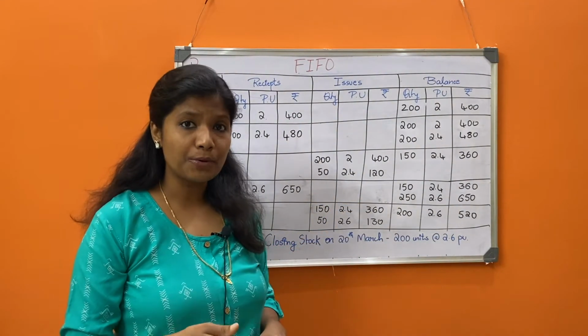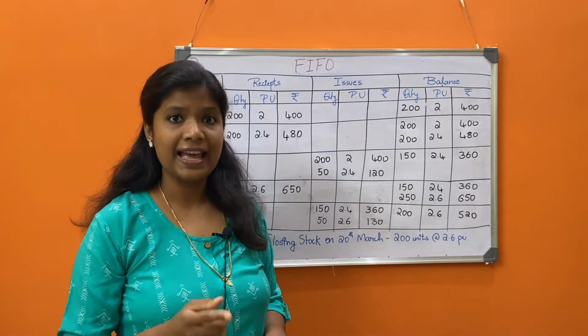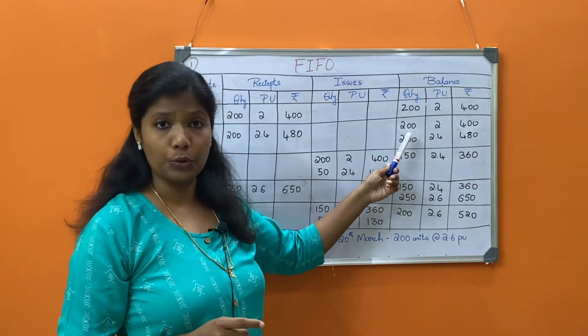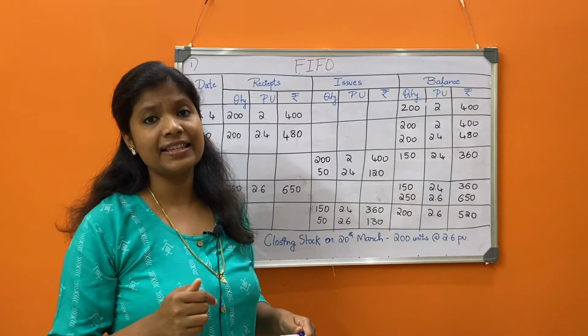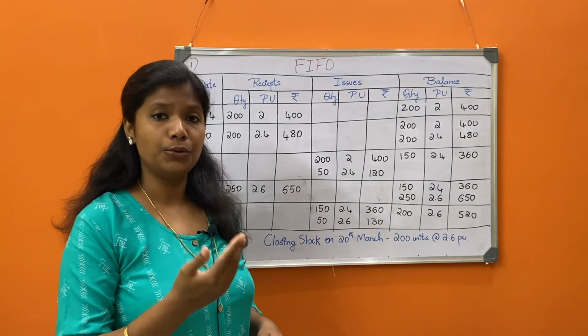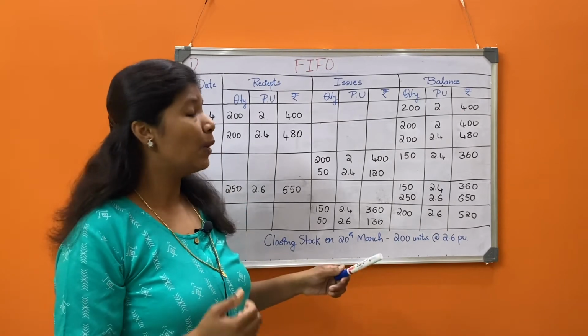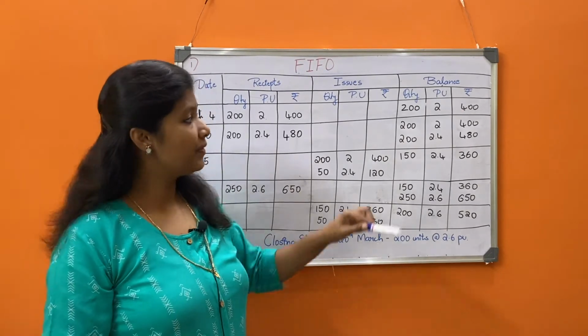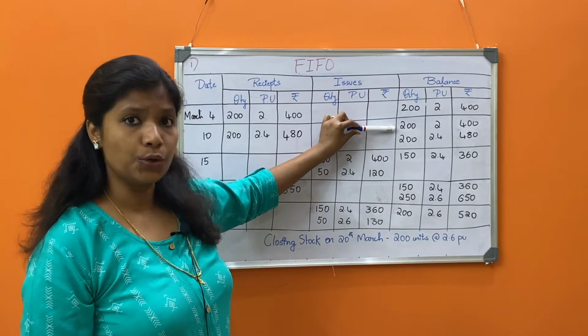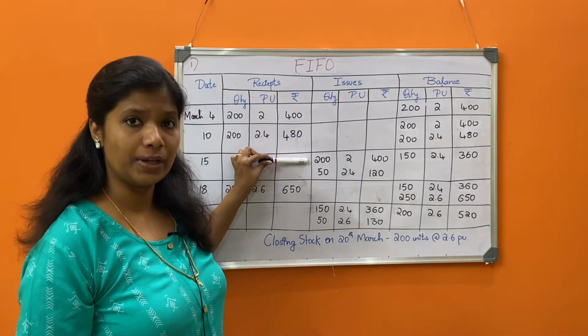So I'm supposed to sell 250. In the first stock, I have sold 200. What is the balance? 50 units. 250 minus 200 is 50 units. Where will I get that stock from? Does stock 1 exist? No, we have completely sold it over here.